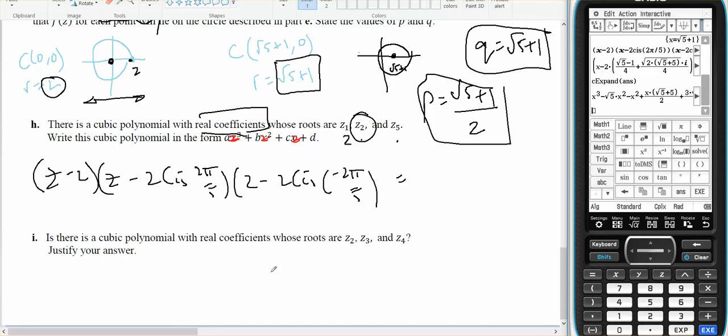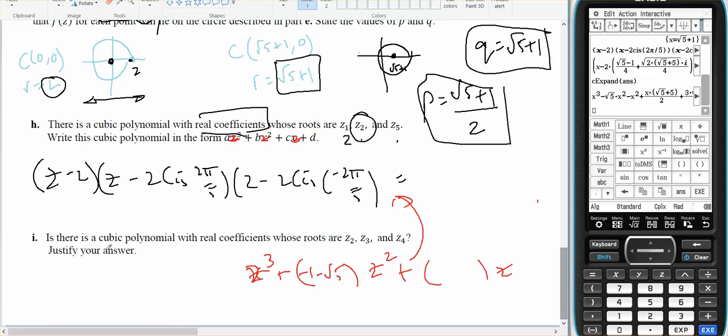So I could write that out as being z to the power of 3 plus z to the power of 2, and I will have minus 1 minus root 5 plus, according to z, etc. And lastly, that answer goes up there.